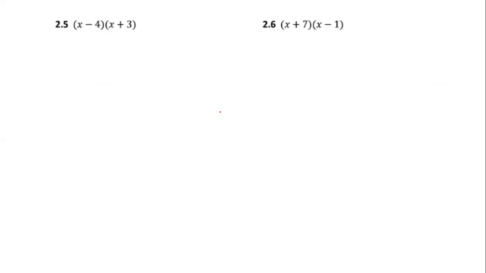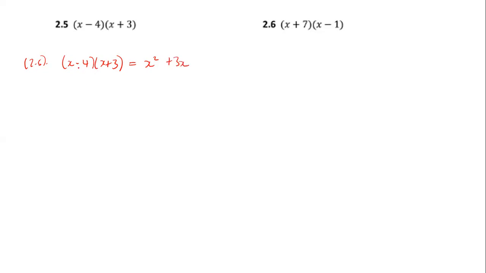Now, here we have two binomials once more again. So here we have question number 2.5. Here we have (x - 4)(x + 3). Now we need to simplify this expression. Again, we apply FOIL. We're going to say x multiplied by x is going to be x to the power of 2. And then x multiplied by 3 is going to be positive 3x.